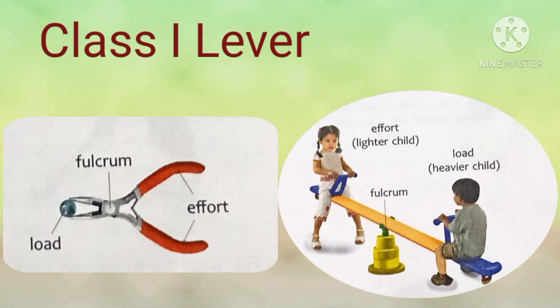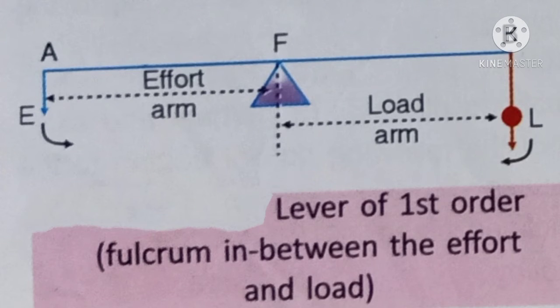Now we discuss the lever of first order, the first class lever. In this type of lever, the fulcrum is situated between the load and the effort. The effort arm may be equal to, less than, or more than the load arm. In case the effort arm is more than the load arm, a small effort is required to move the load. However, if the effort arm is less than the load arm, a large effort is required to move the load.